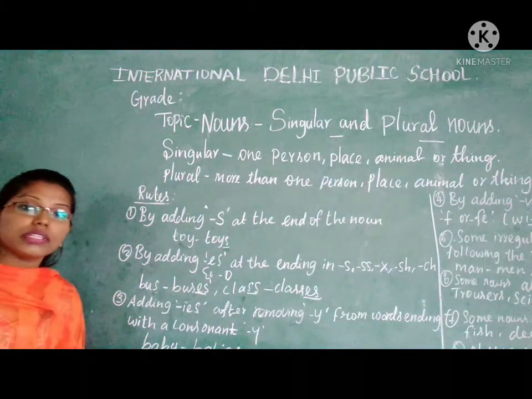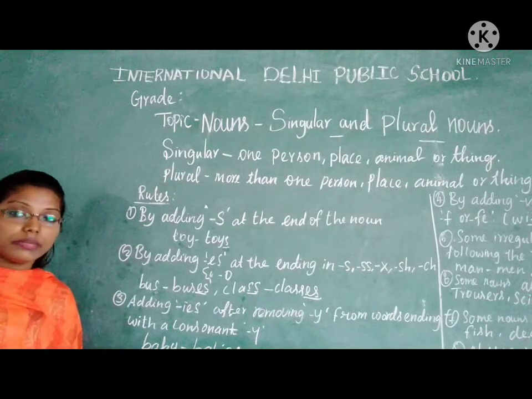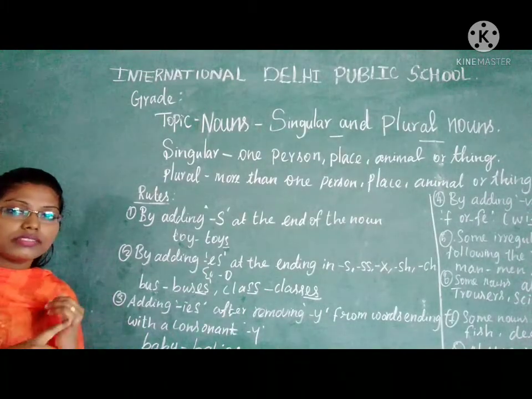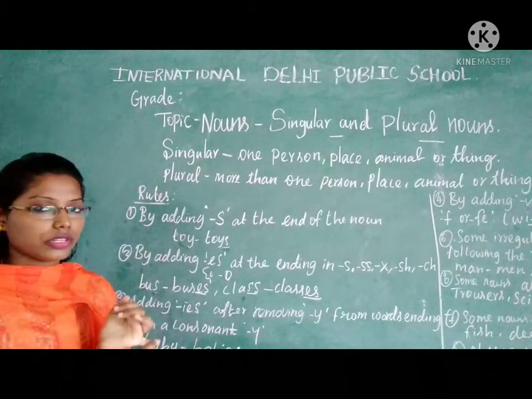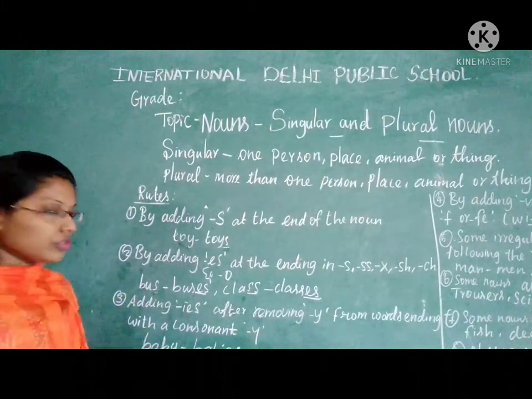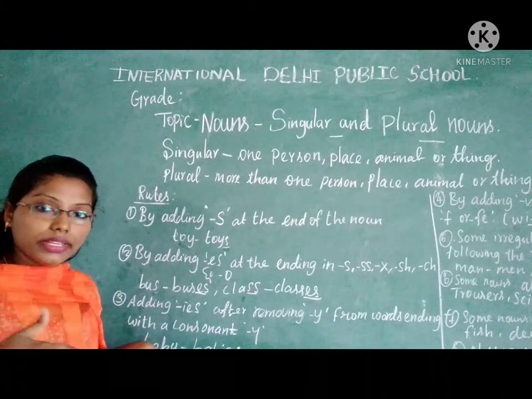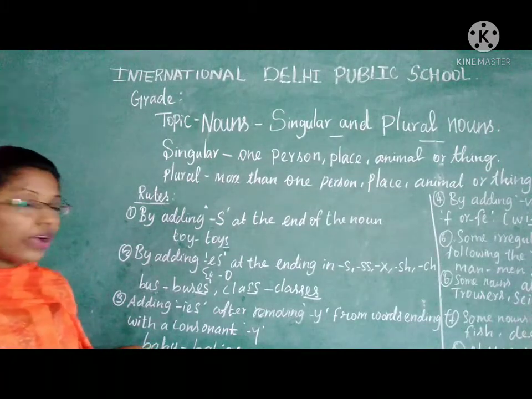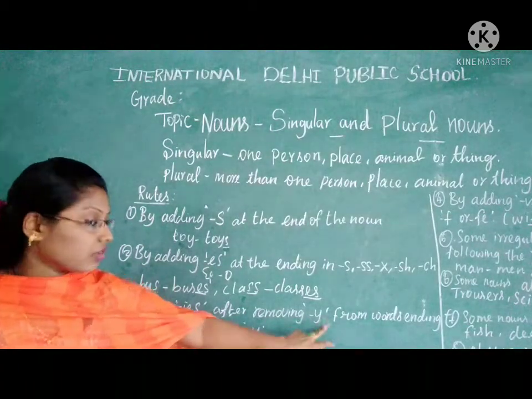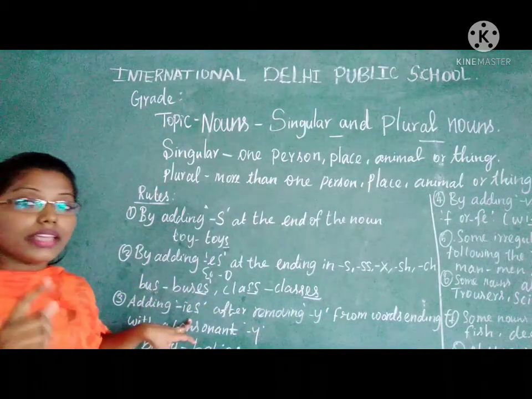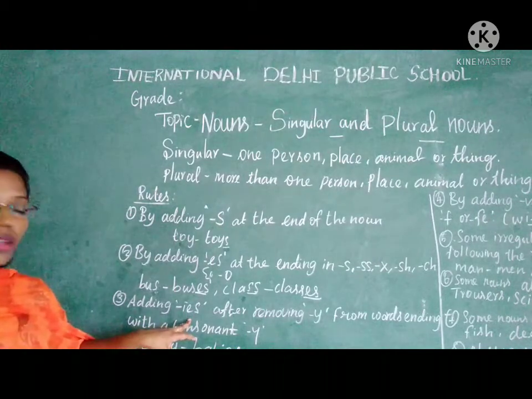What is the previous letter of y in baby? B. Does B belong to consonant or vowel? It belongs to consonant, right? So look at the previous letter of y. If it is a consonant, what do you have to do? You have to remove the last letter y. Instead of y, you should add ies to make it plural.